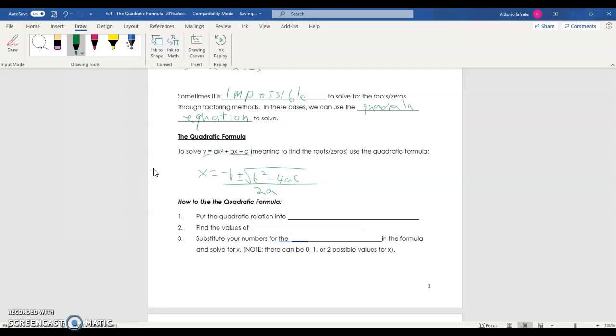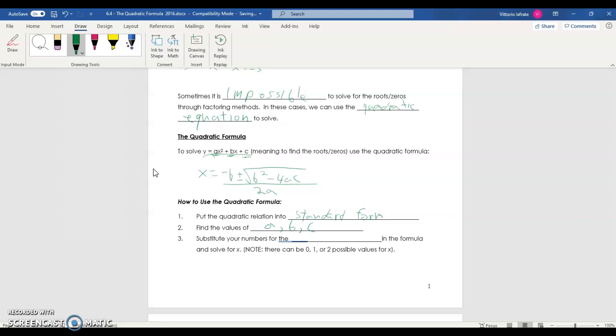And so these variables stand for the variables that are in the standard form here. So you always want to make sure when you're using the formula that you put your relation in its standard form. And the reason you want it in your standard form is so you can find the values of a, b, and c. So for example, the a is the coefficient in front of your x squared, the b is the coefficient in front of your x, and the c is a constant. That includes the signs as well.